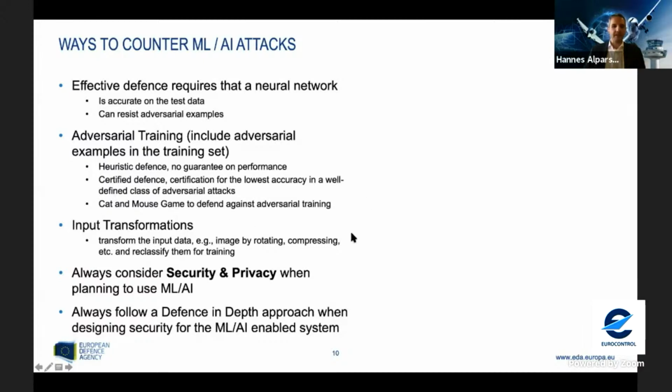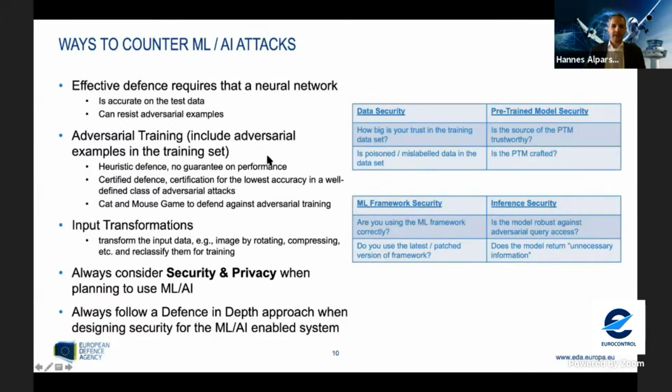You cannot detect what you don't know. Input transformation is, easily said, a different way of adversarial training. And important, and this is why I mentioned the example before with model stealing: always consider security and privacy, because you don't want to have sensitive information leaked from your model through brute force attacks. Here are a few questions that you should ask yourself when designing your model. They basically resemble what I said here.